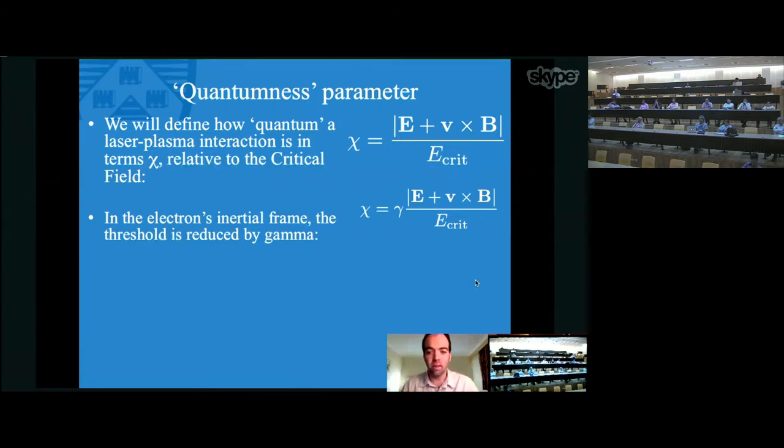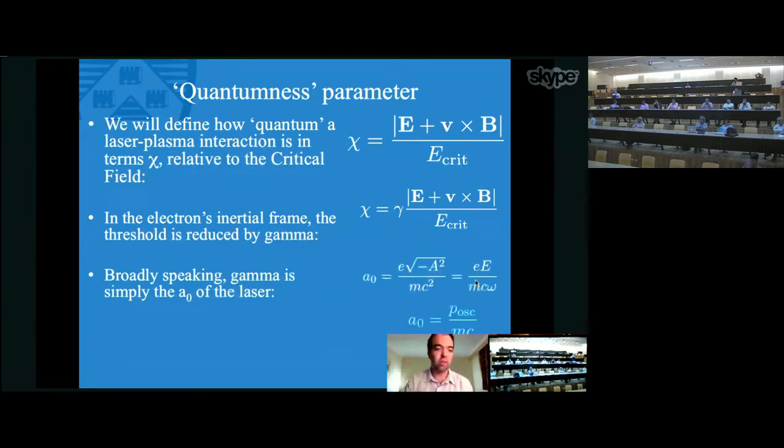And this is interesting on a very basic level because anytime you have a strong laser field interacting with the plasma, you automatically have electrons that are accelerated. And so this gamma factor can become quite large. For a normal laser plasma interaction, we can say that the gamma factor is approximately, broadly speaking, the a0 of the laser. So it's the oscillation velocity of an electron inside the laser field.